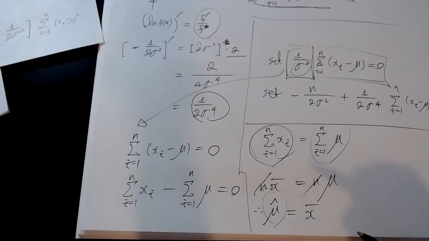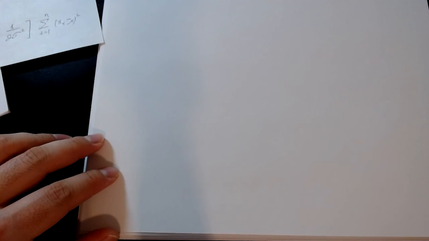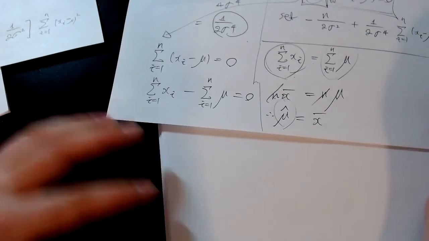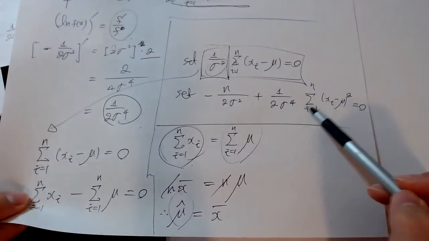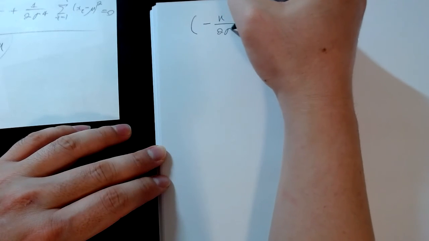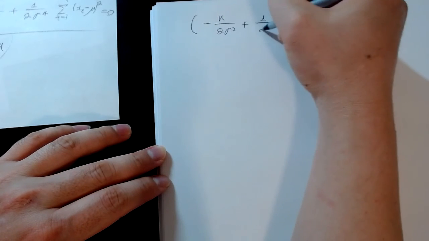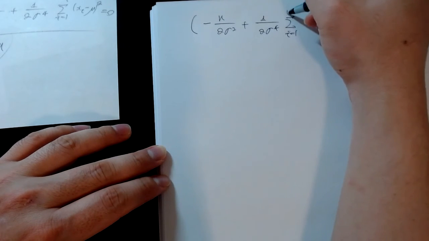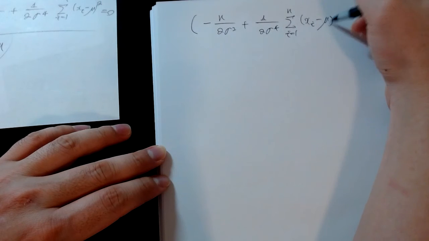Mu hat means the maximum likelihood estimator. Okay, so now next one, from that equation: negative n over 2 sigma square, plus 1 over 2 times sigma to the fourth power, times the summation i equals 1 to n of (xi minus mu) square, is equal to 0.